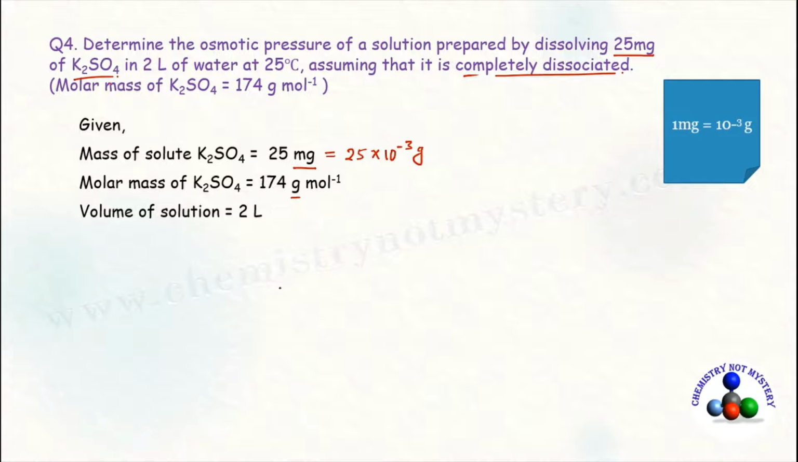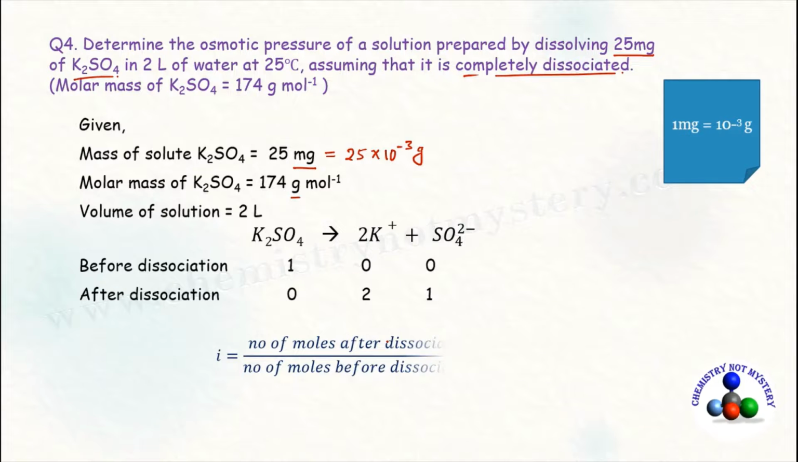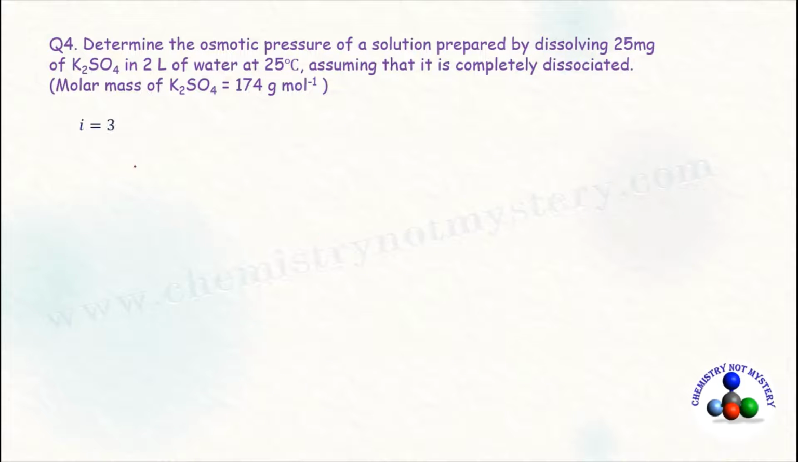So first of all, calculate the I value for K2SO4. K2SO4 will dissociate into 2 K plus ion and 1 SO4 2 negative ion. Before dissociation, there was just 1 mole of K2SO4, and after dissociation, 2 moles of K plus ion and 1 mole of sulfate ion are produced. So the I value will be equal to 3. So that's how we just have calculated I is equal to 3 for K2SO4.